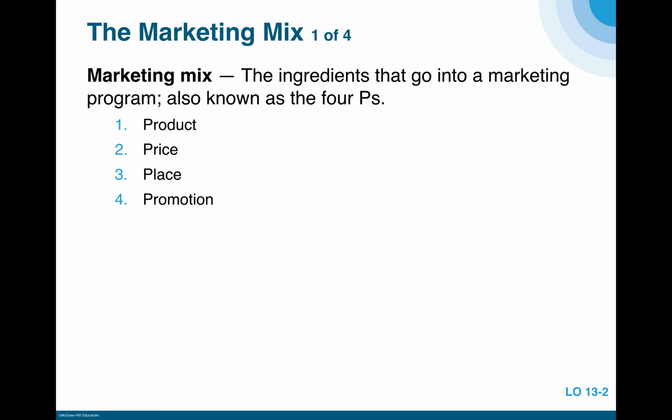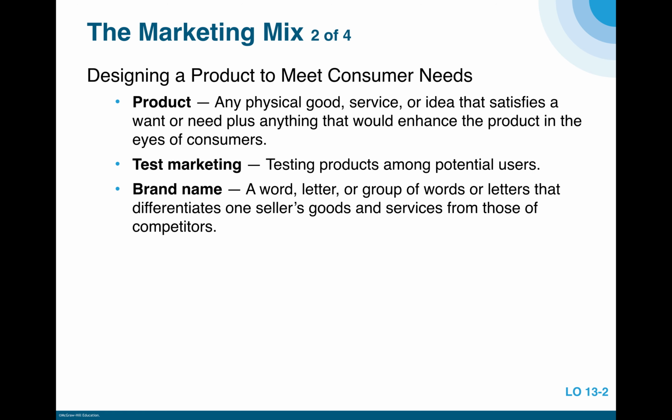So the 4 Ps in marketing are really important here. We'll go over these in the next couple of slides. When it comes to the 4 Ps, you've got product, price, place, and promotion. For product, that's just any physical good, service, or idea that satisfies a want or need for the consumer. You test market.